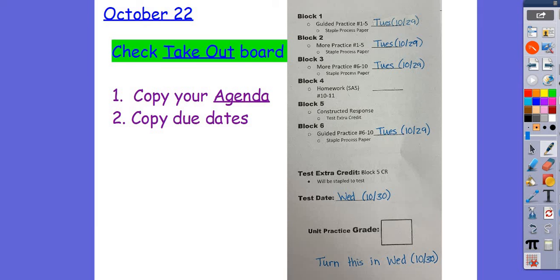So today, block 1 says there's no workbook homework. There is guided practice 1 through 5, and most people have finished it within like 5 minutes. Is it due tomorrow? No. Yep. Today's the 22nd. Today's Tuesday, bro.